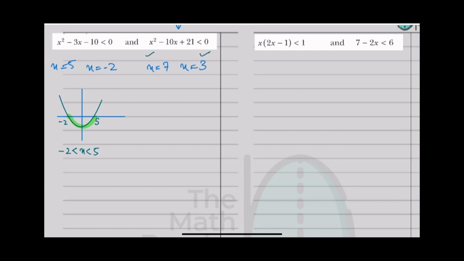For this one, sketching that as well, it's going to be 3 and 7. And since this is as well below the x-axis, less than 0, so we say that is going to be 3 is less than x is less than 7.